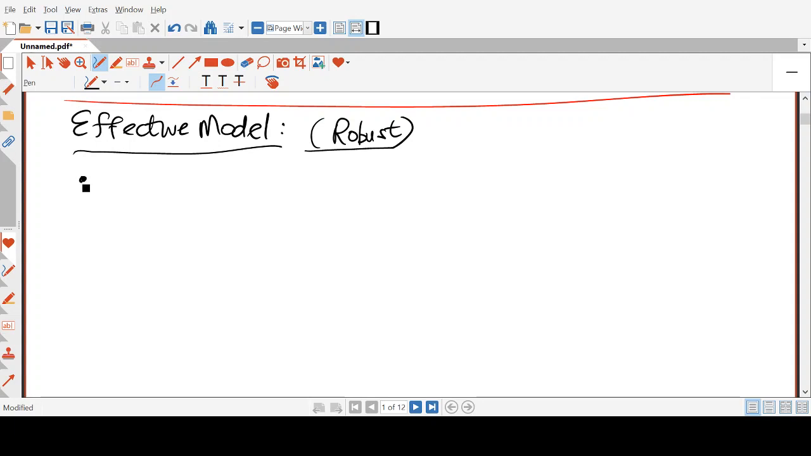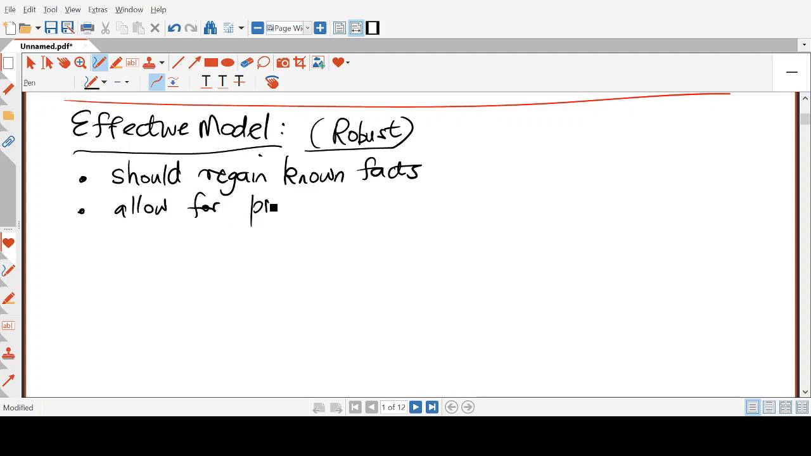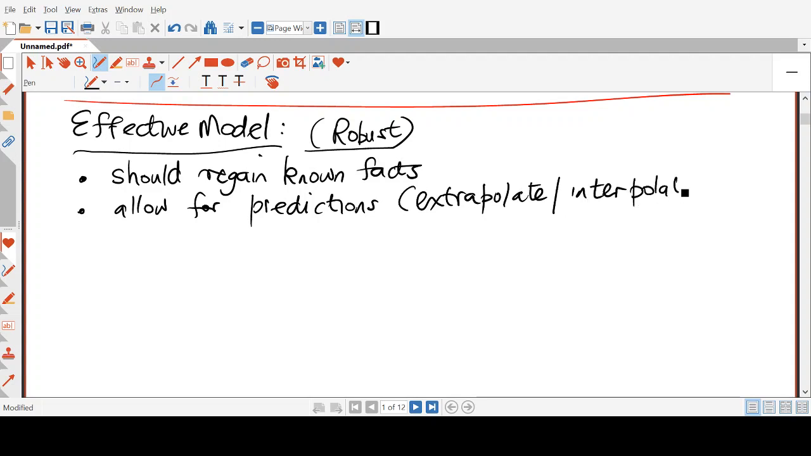Yes. So an effective model should regain known facts. It should allow for predictions. In other words, you should be able to extrapolate or interpolate, go backwards. And it should be stable to changes. So if you develop a mathematical model, these are some classical tests.